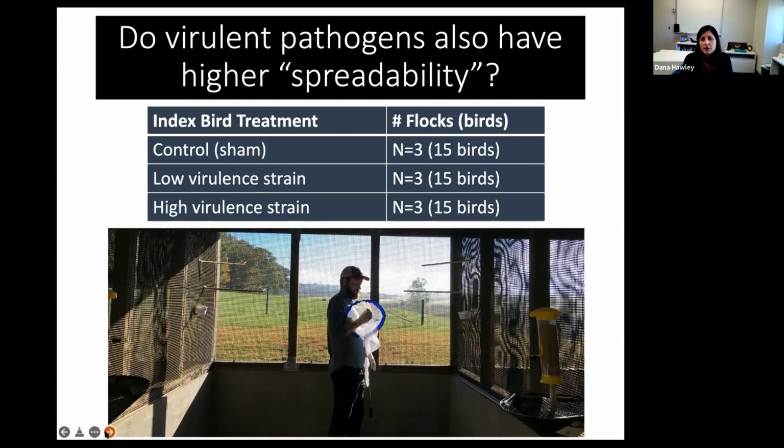And the treatment itself was only given to one bird in the flock, called the index bird. And so we had 3 different treatments: the control or sham infection, where they simply get sterile media. And then we had a low virulence strain and a high virulence strain. Now our strain replication is pretty low here, but we use strains that we know from lots and lots of experiments always behave in similar ways and are fairly representative of low versus high virulence in this system.